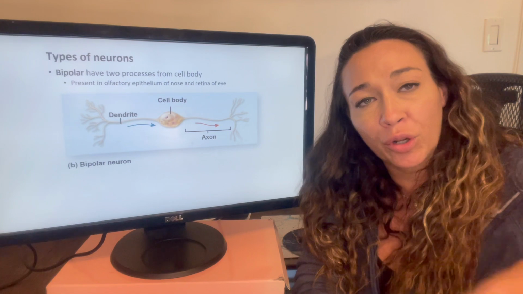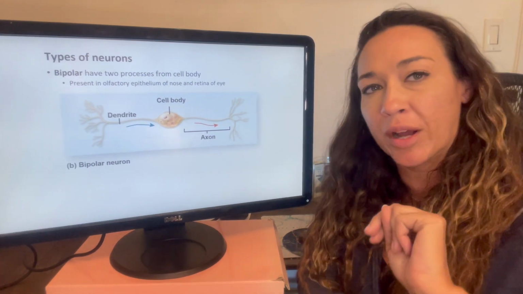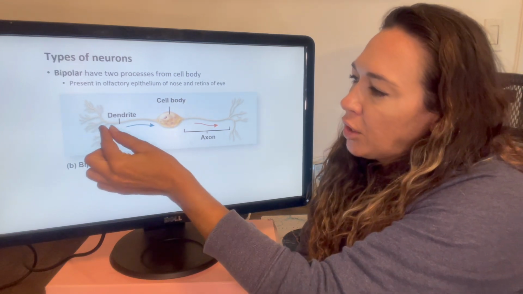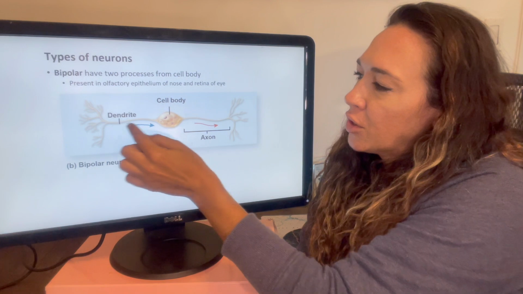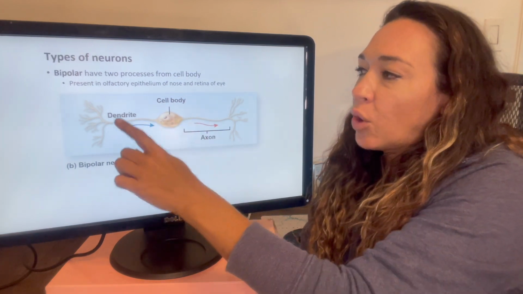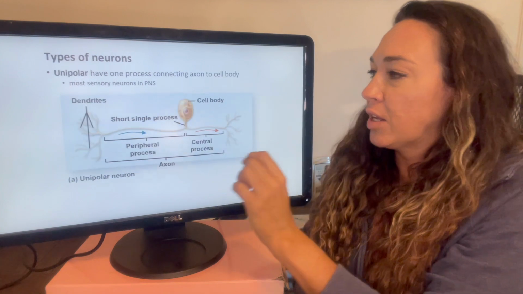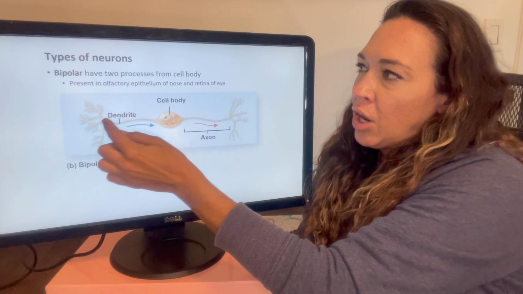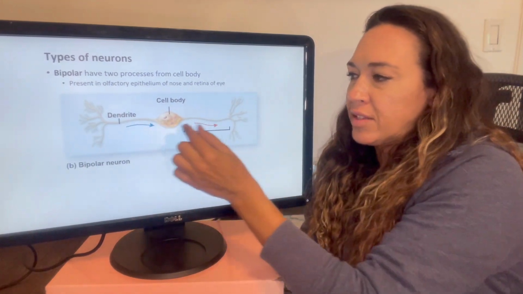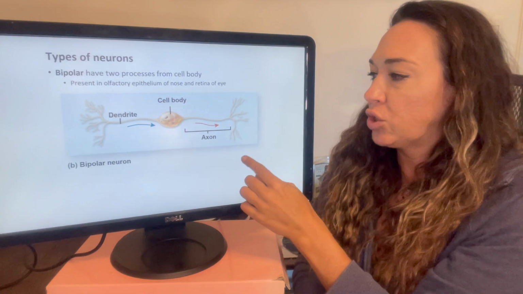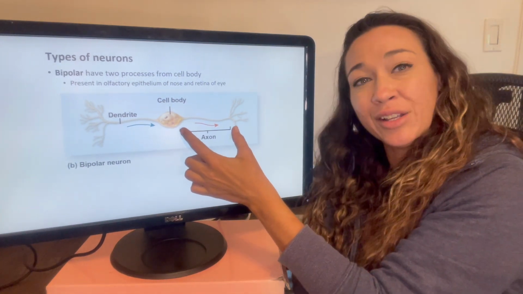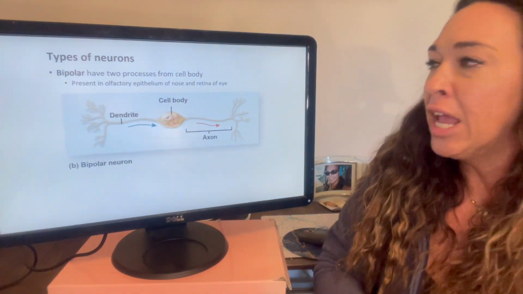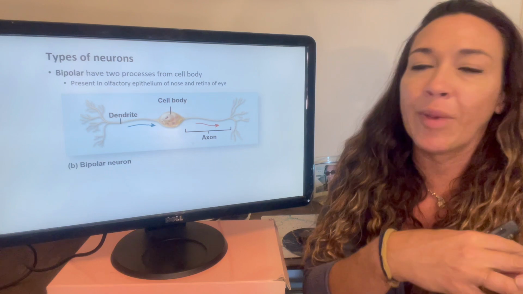Now, if you have a bipolar neuron, bi meaning two, you have two processes from the cell body. So in this case, you've got your dendrite over here, you've got your cell body here, but you don't have it separated with that other cell process like the short single process. You have your cell body right in the center. So it's going through this guy right here instead of having the little offshoot. It's just going straight through. And then you have your axon, which technically is only this part right here, whereas this is still considered one big dendrite.